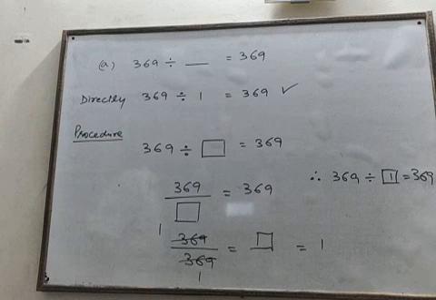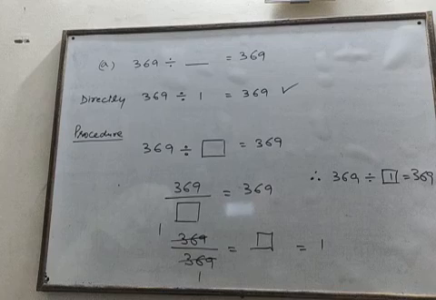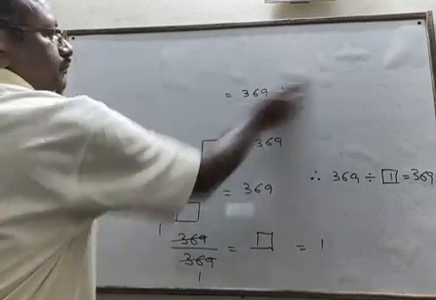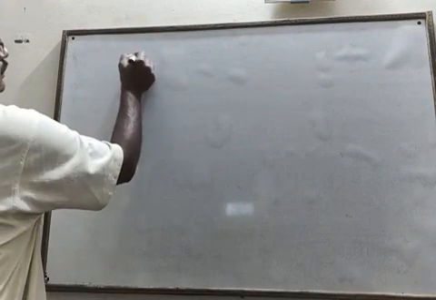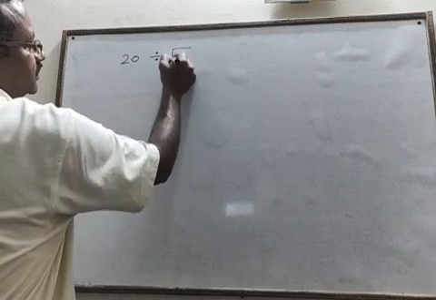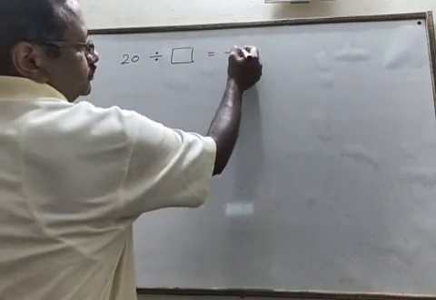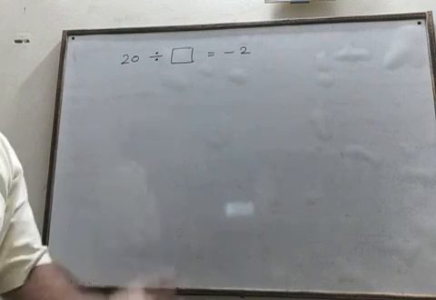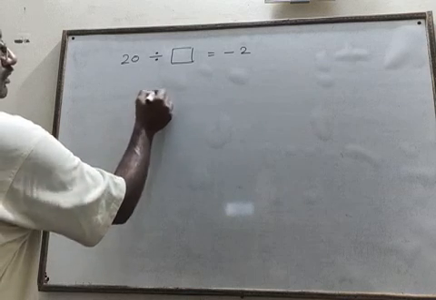Like in case of G part, 20 divided by box equal to -2. So the figure can be changed over here. Some difficult figures can be given to you in the exam. So you should know the procedure also.